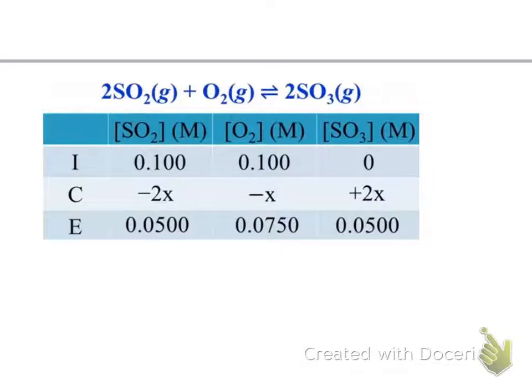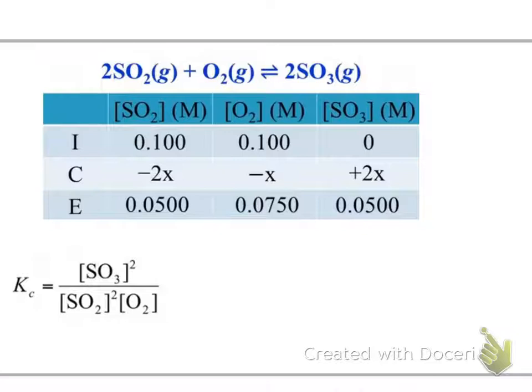This is what I end up with. So I've changed this, I've replaced the X, and calculated what my concentrations are going to be. Okay, so if I take that now, and I write my equilibrium expression, or my law of mass action, I have SO3 raised to the 2 power over my reactants raised to their coefficients.